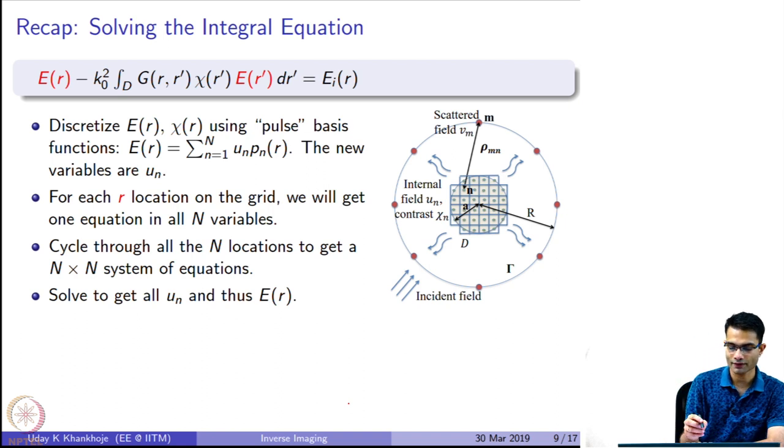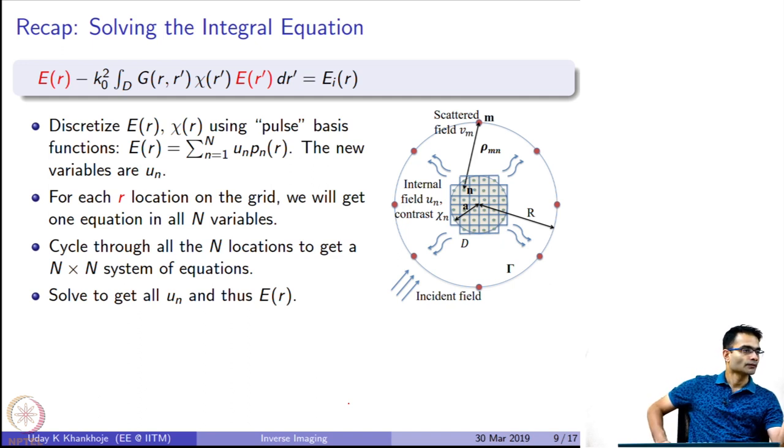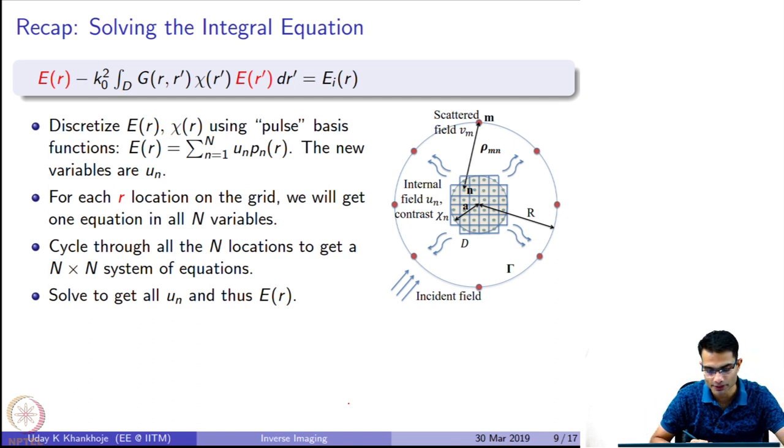I write this electric field now as a summation over all of these pulse basis functions p n of r, each of them having an unknown weight u n, right? So the u n's are the unknowns. Earlier the field was unknown, now my unknown is a bunch of scalars u n. Will these u n's be real or complex valued? In general, complex valued, right? Your p n is of course a real valued pulse function, it is just 1 or 0, but u n can be complex.